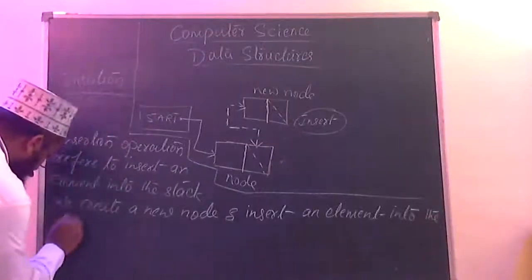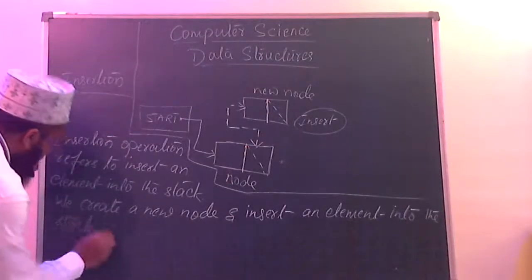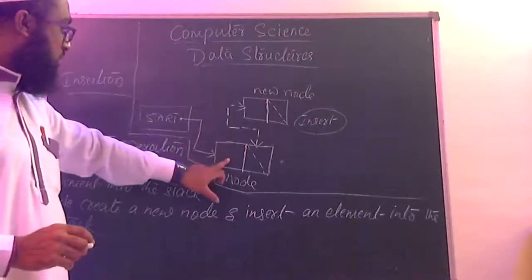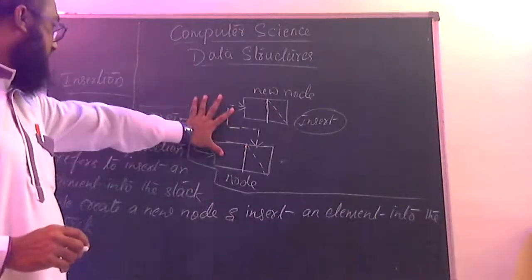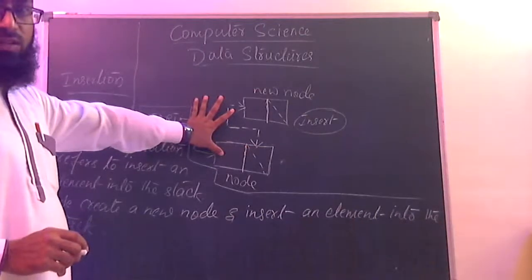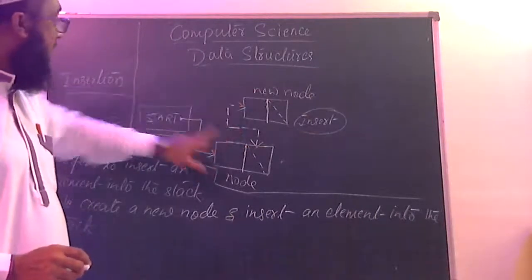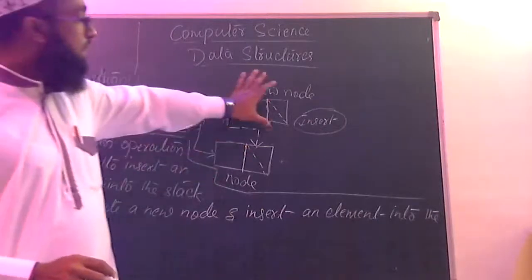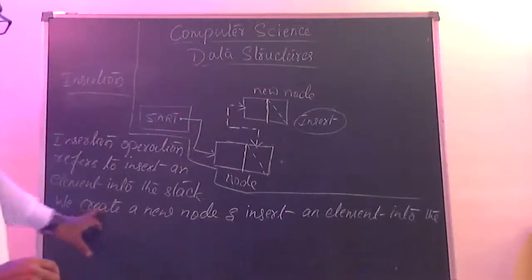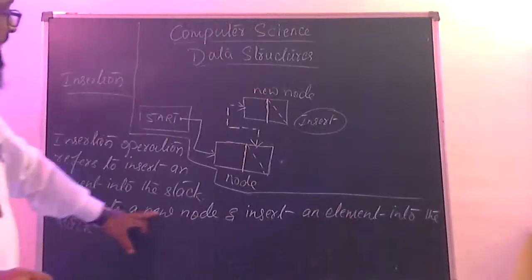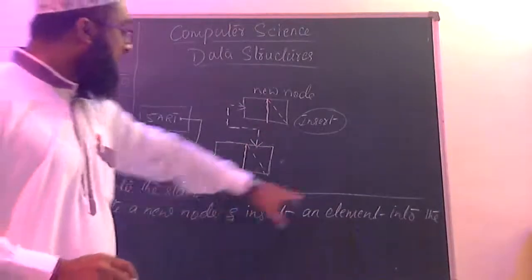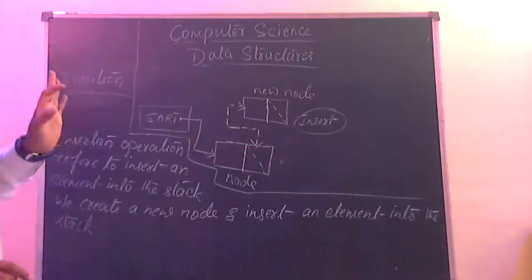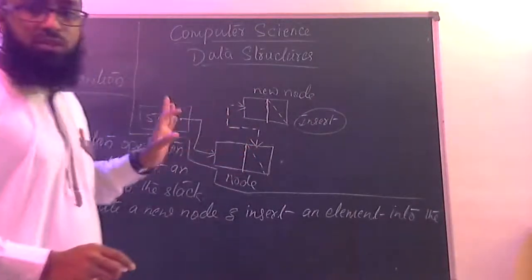I'll show you how to create start, then one node. Connect this start to node. This includes the creation of stack. Then for this, if you want to add or insert a new element, then we have to create a new node. See, look here. We create a new node, and inserting an element into the stack means connecting that node to the existing element of the stack.